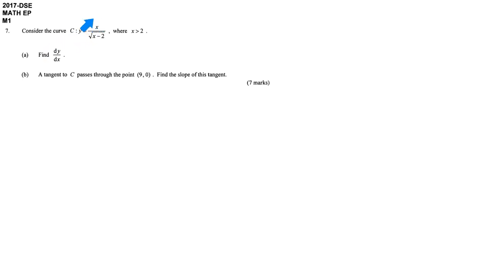You are going to differentiate y with respect to x, and again, whenever you are going to differentiate, make sure it is tidied up in a favorable format first. So y can be written as x times (x minus 2) to the power of negative 1 over 2. Then we can differentiate it by using the product rule, or you may use the quotient rule. Just make sure you memorize the formula.